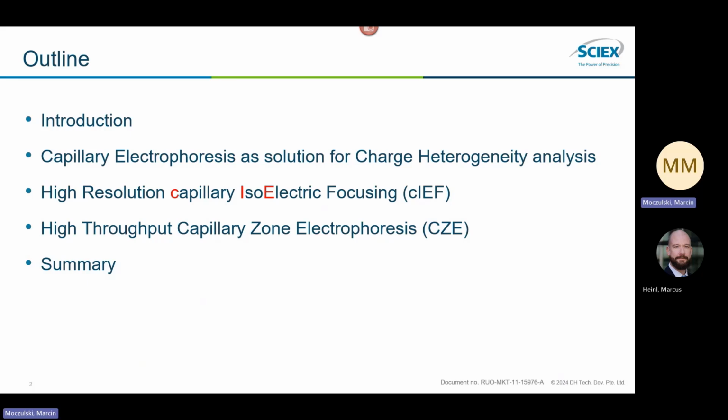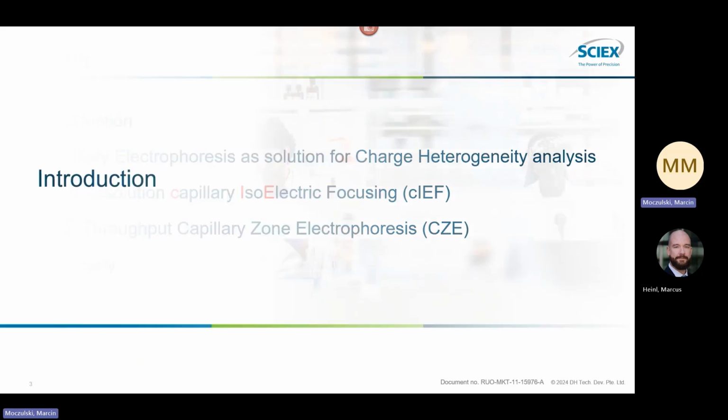The outline of this presentation is a short introduction, which tells you how capillary electrophoresis can be useful for charge heterogeneity analysis, and more about two techniques, high-resolution capillary isoelectric focusing and high-throughput capillary zone electrophoresis. And finally, a short summary.